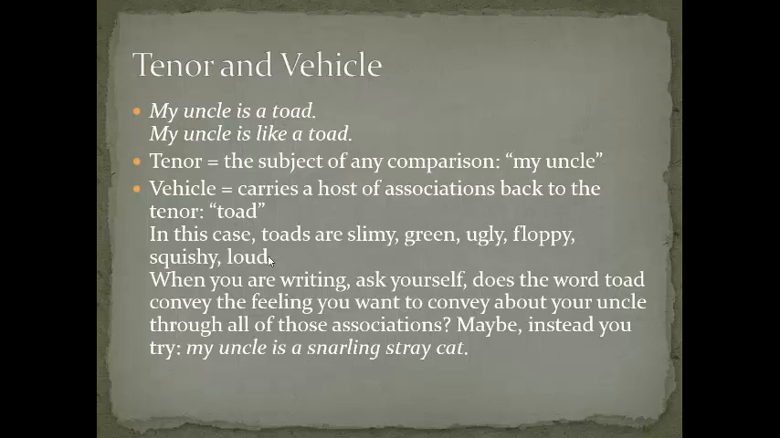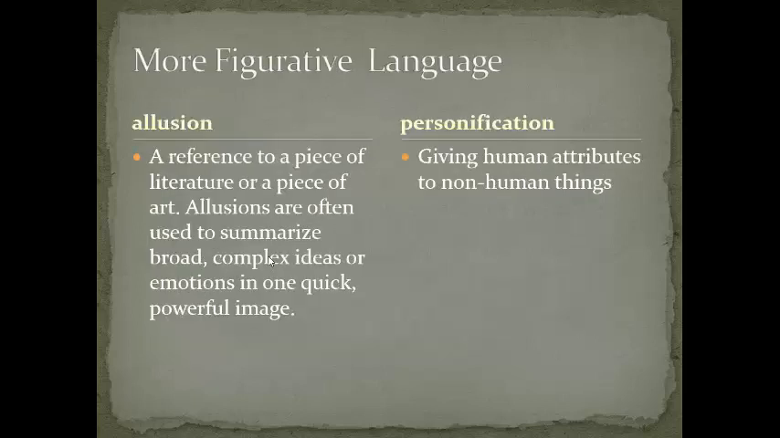When you're writing, ask yourself, does the word toad convey the feelings you want to convey about your uncle through all of these associations? Maybe instead you could try, my uncle is a snarling stray cat. So I want you to think carefully when you make a metaphor or simile, what the vehicle is that you're associating with your tenor, right? And if it matches. And if it makes the feeling that you want it to make.